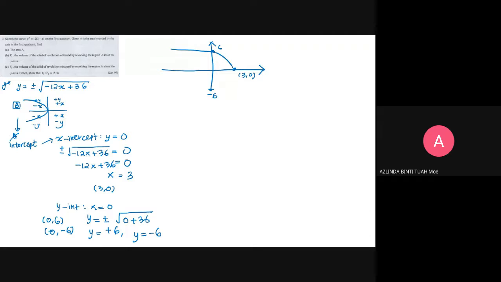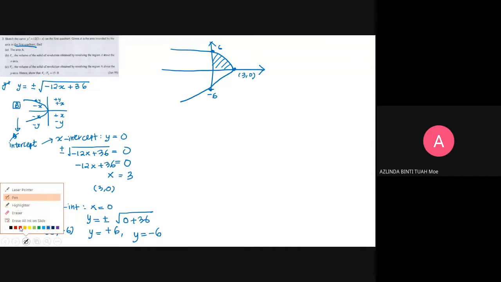So the graph will be like this. Make sure you sketch a smooth graph. Here it should be a curve, slightly curved. Okay, back to the question. The bounded region is in the first quadrant. Remember this is the first, second, third, and fourth quadrant. So this is the area A.